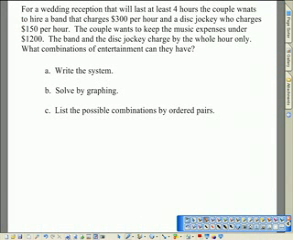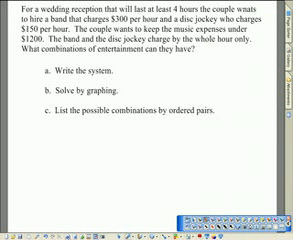All right. For a wedding reception that will last at least 4 hours, the couple, that's supposed to say wants, it's obviously a typo, wants to hire a band that charges $300 per hour and a disc jockey who charges $150 per hour. The couple wants to keep the music expenses under $1,200. The band and disc jockey charge by the whole hour only. What combinations of entertainment can they have?